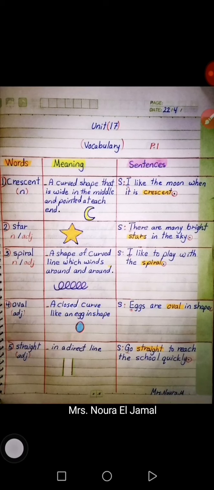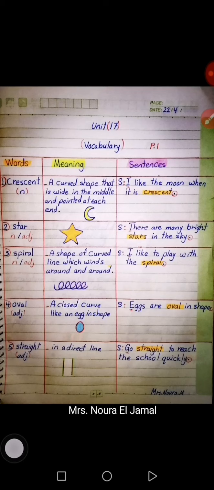The first word is crescent. What's the meaning of crescent? Crescent is a noun and its meaning is a curved shape that is white in the middle and pointed at each end, like the shape. We can see the crescent in the sky. Correct? Yes. Can we put crescent in a sentence? Yes, of course. I like the moon when it is crescent. Like me. I like the moon when it is crescent. Don't forget to start with a capital letter and end with a full stop.